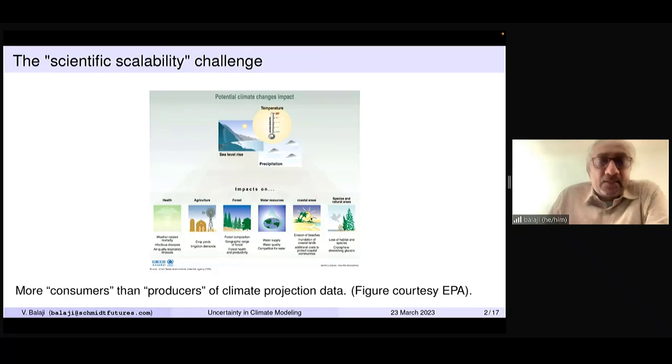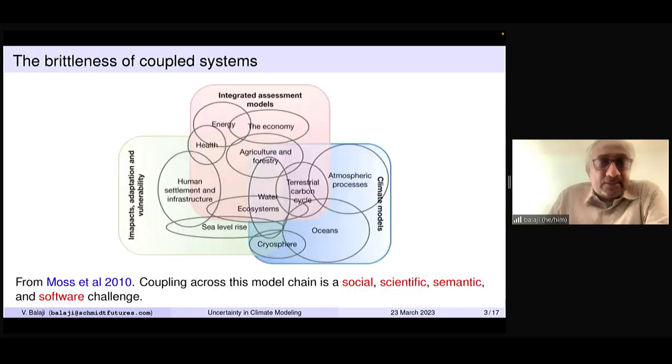And the second thing is that we need to communicate uncertainty very well across this chain. This is another old figure from a paper by Moss et al. in 2010, which showed the whole sequence of modeling that takes place when you try to go towards actionable information, going from pure science towards actionable information. So this is a whole model chain, and there is a social challenge, there's a scientific challenge, there's a semantic challenge.